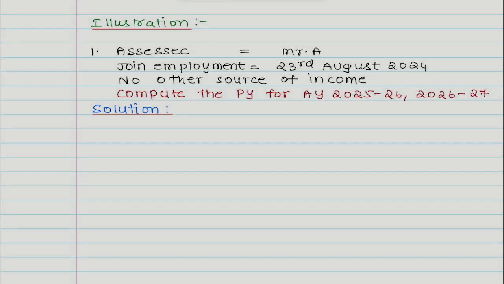Tell me, assessment year 25-26, what is the previous year? In 24-25, do I completely have a 12 months period of source? Starts on which date? Ending on which date? Very good. Next, for the assessment year 26-27, what is the previous year? 25, starting from 23rd August 2025. Starting on 1st April 2025, ending with 31st March 2026. I think everyone understood? Yes, sir.